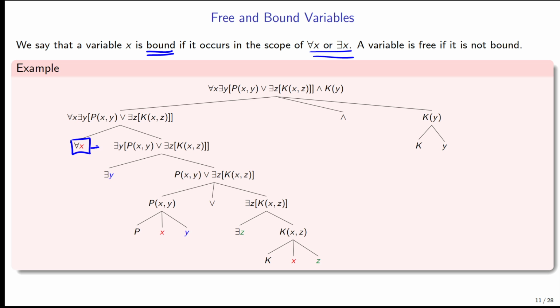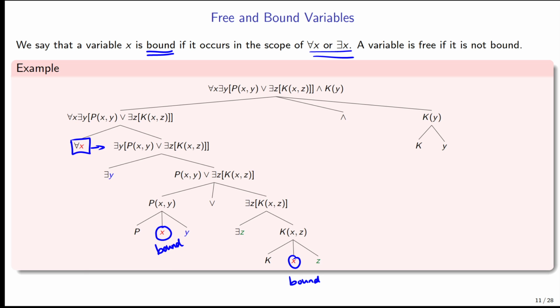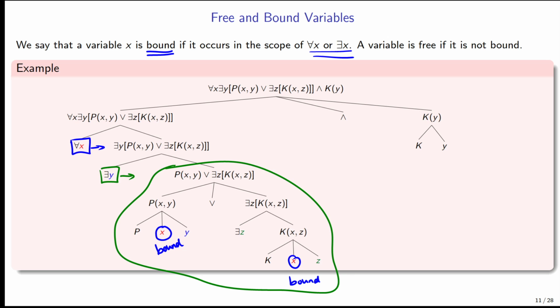So what is the scope of for all x? Well, we take a look at its sister and everything that that sister dominates. So this is the scope of for all x. So every variable x that is in the scope here is bound. So the x in pxy is bound, and the x in kxz is bound. Okay, let's try exists a y. Let's do this one in green. So we check. Its sister and everything its sister dominates is in the scope of the existential for y. So this y is bound in pxy, and that's the only y that we have here in this part.